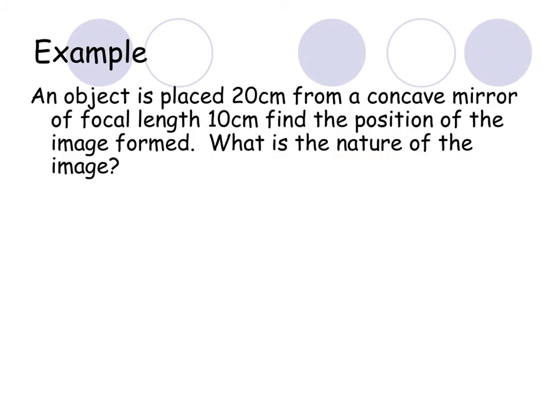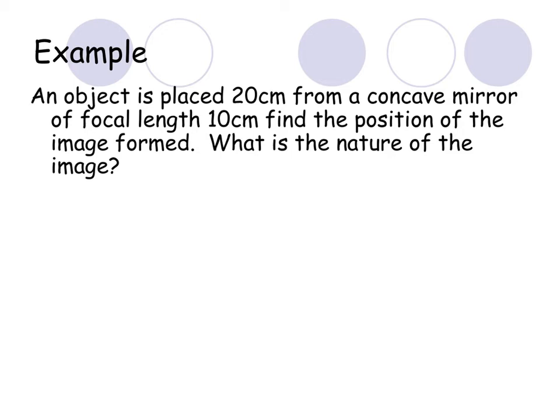So this is our first example. It's the same example I've used in the PowerPoints. I will obviously do other questions to fill this in, but I'll just read through it. An object is placed 20 centimetres from a concave mirror of focal length 10 centimetres. Find the position of the image formed. What's the nature of the image?